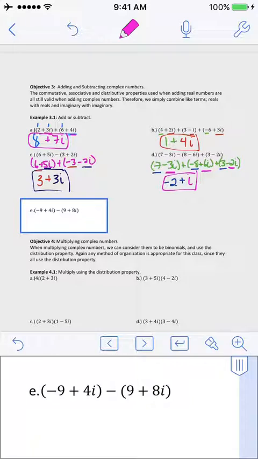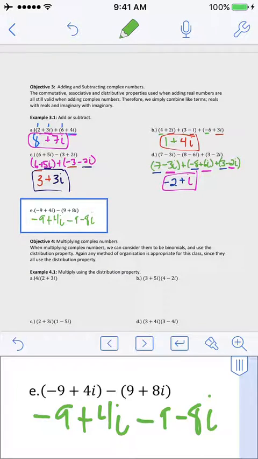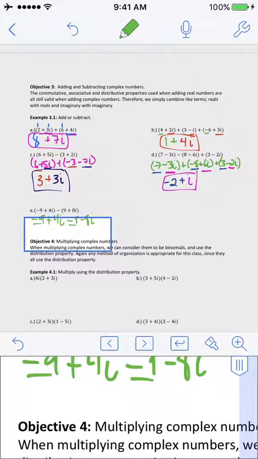Alright, one more. So I've got these two complex numbers here. I will subtract them. I've got negative 9 plus 4i minus 9 minus 8i. That's going to be negative 18 minus 4i.